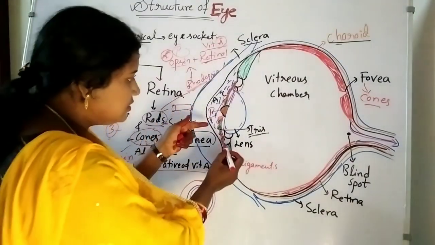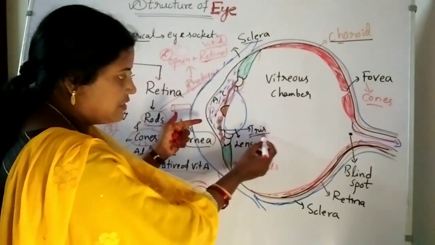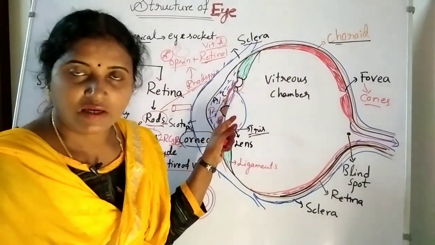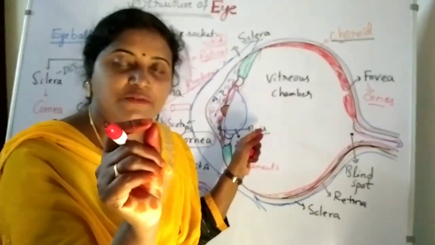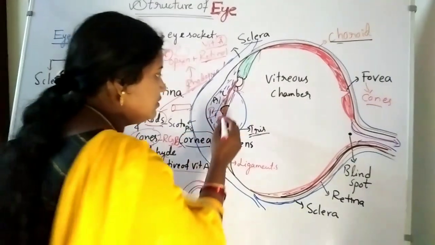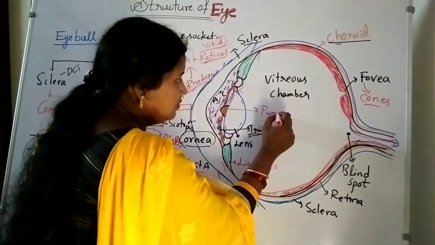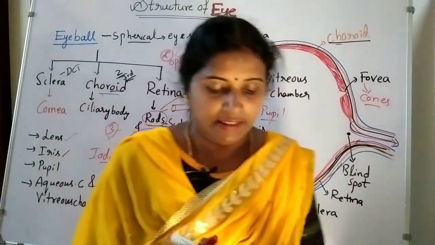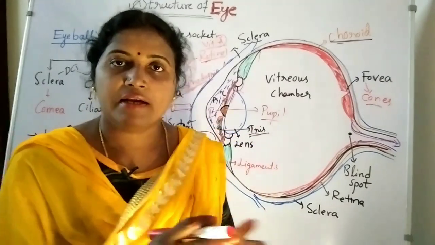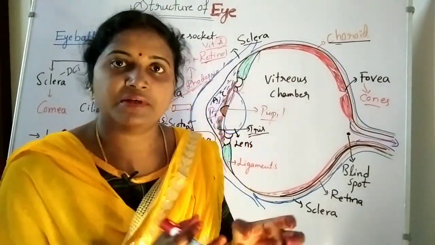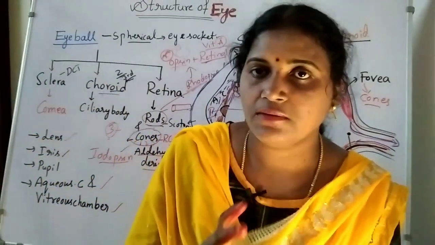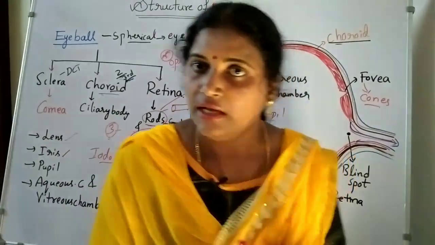After that, the lens is covered by the iris muscles, and in between the iris a small gap is present. That minute gap or aperture is known as the pupil. Pupil dilation is possible with the help of the regular movement or arrangement of the iris muscle fibers. After that we have two chambers in the eyeball, the aqueous chamber and the vitreous chamber.